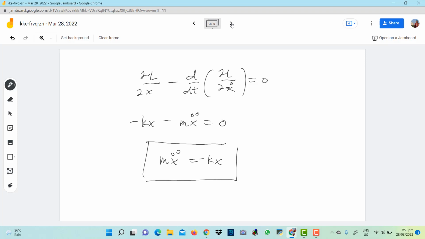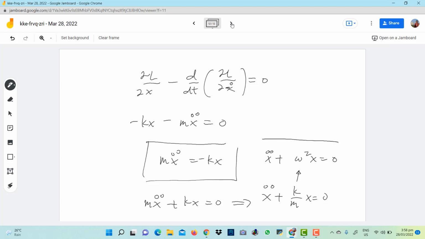So, this is for the harmonic oscillator. Right? Then mx double dot plus kx equal to 0, or you can write this as x double dot plus k over m times x equal to 0. Then you can write this with omega square. So therefore, x double dot plus omega square x equal to 0, where omega square is equal to k over m. So this is easy, just three lines, and you can solve the equation of motion for the harmonic oscillator. Okay? So that's it for today.